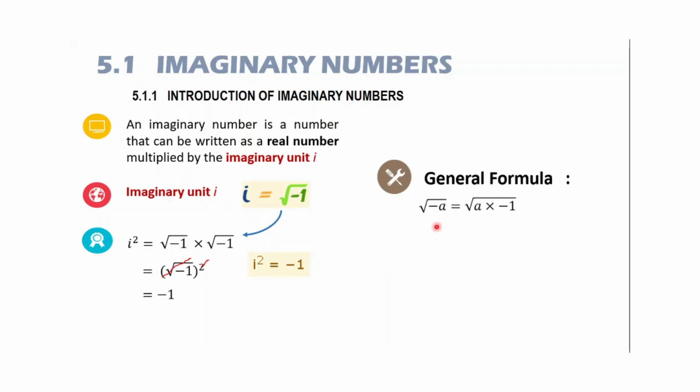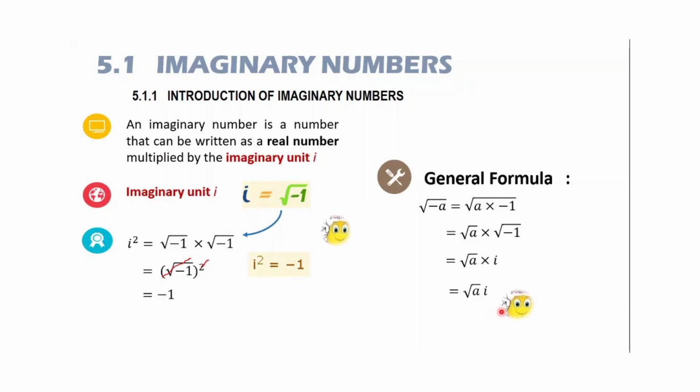Okay, next we have a general formula to write a number in imaginary unit. We have square root of negative a. We separate the a and the negative. So, we have square root of a multiplied by negative 1. And then square root of a multiply by square root of negative 1. Pisahkan punca kuasanya, maka punca kuasa a darab dengan punca kuasa negatif 1 adalah i. Jawapan akhir dia punca kuasa a, i.